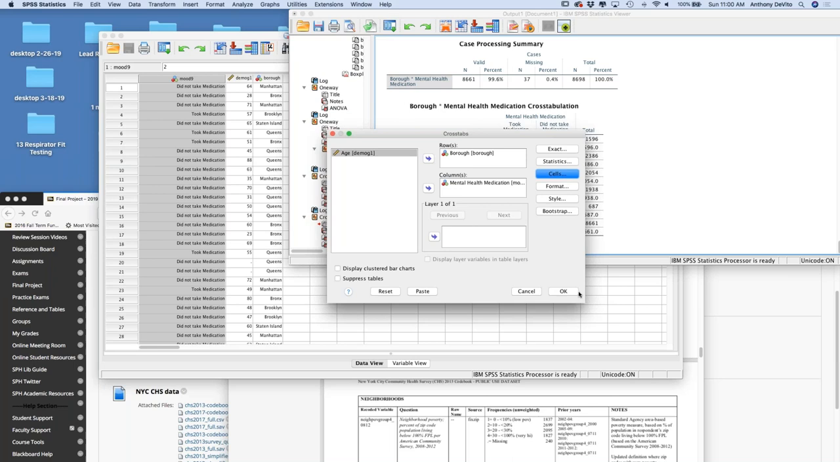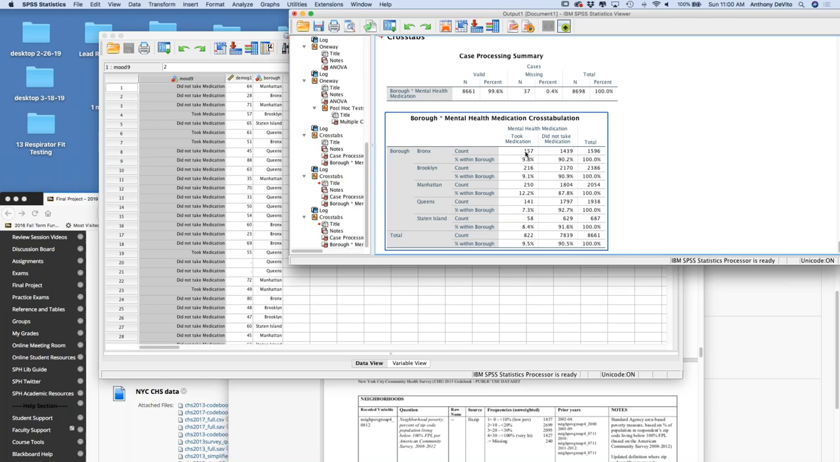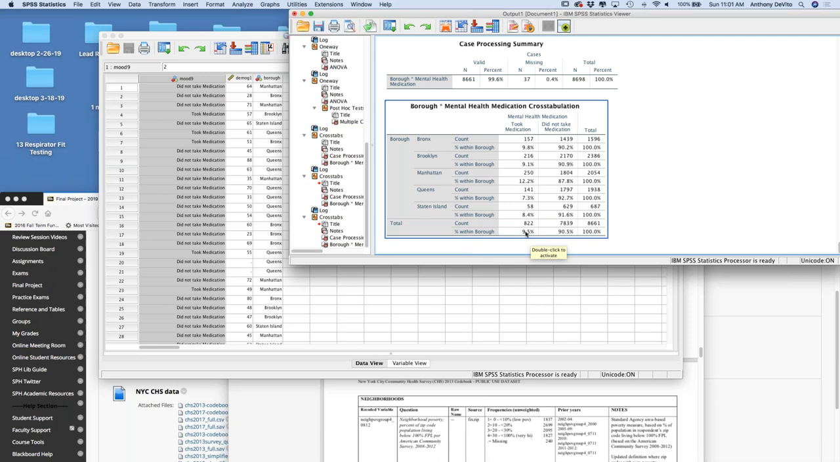Now the table I produce tells me not only that we had 157 out of 1,596 in the Bronx, but that represents 9.8% of the people in the Bronx that were surveyed who took medication for mental health issues during that year. In Manhattan, 12%, a higher percentage, were taking medication for mental health illnesses that year. That's pretty interesting, isn't it? First of all, what's remarkable is almost 10% of the people in New York City are taking some medication for a mental health issue.